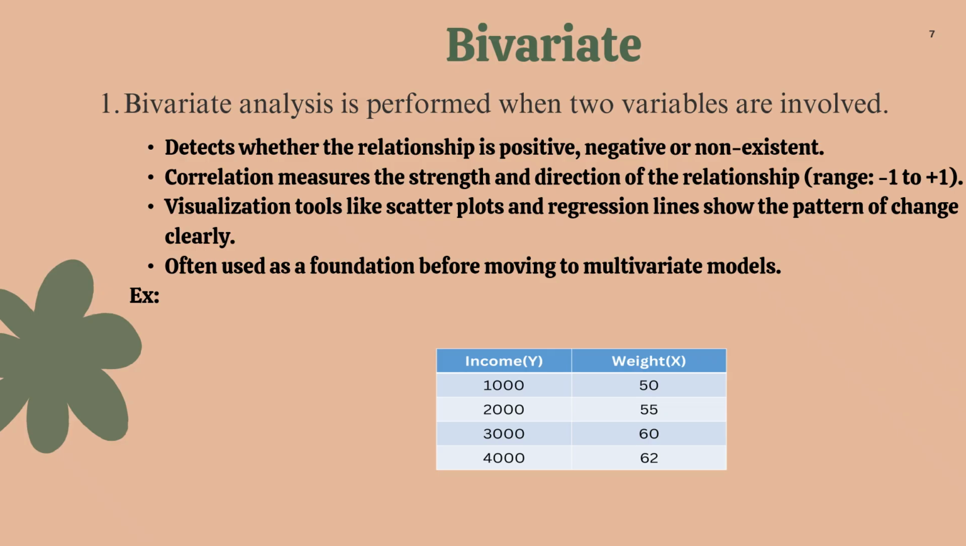Now, let's move on to bivariate analysis. This type of analysis deals with two variables. The main purpose is to explore whether and how the two variables are related. For example, you might study the relationship between study hours and exam scores, or the relationship between advertising spend and sales. A common measure used here is correlation, which tells us both the strength and the direction of the relationship and ranges from -1 to +1.